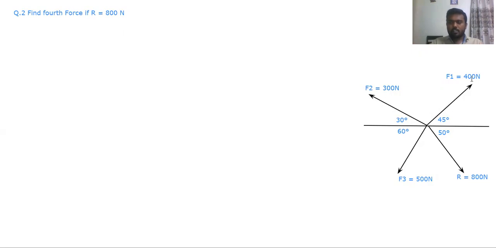And these three forces are given: F1 is 400 Newton acting at 45 degrees to the horizontal, F2 is 300 Newton at 30 degrees, F3 is 500 Newton magnitude with an angle of 60 degrees with the horizontal, and all these forces are acting from a single point. So they are a concurrent force system. Okay. Now how to solve such type of problems?